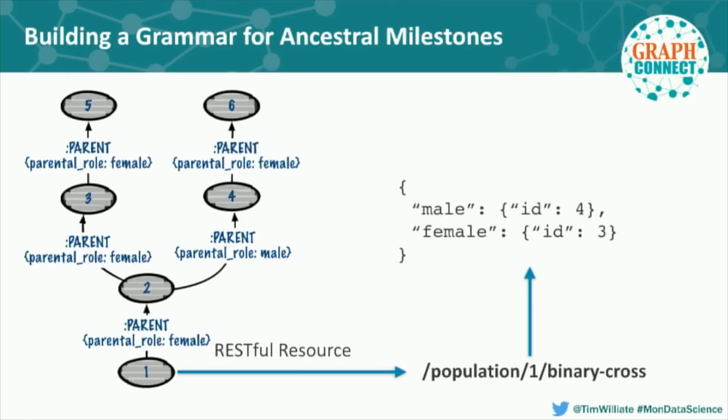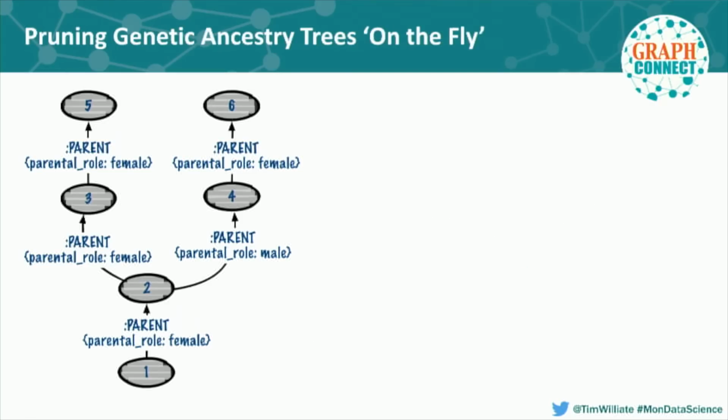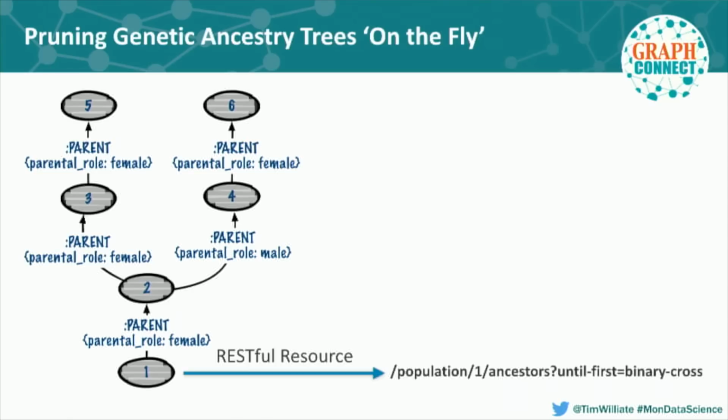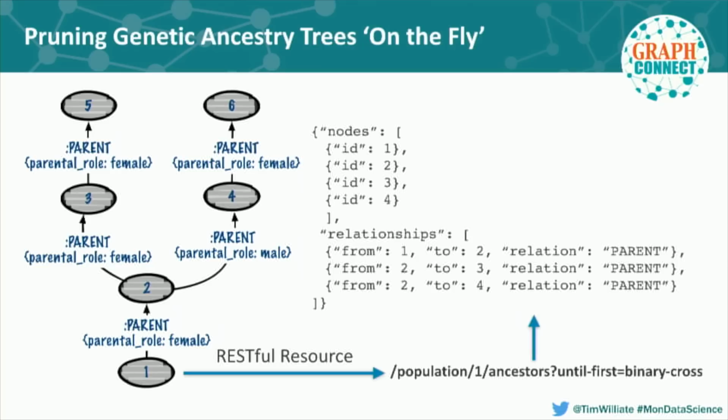Now, these 2 paradigms can be combined together really cool. If you think about, all right, what if I really am interested in that feature, but I still want to know the path that I took to get there? Well, that works too. And the way we conceive that in our grammar is, all right, I want the ancestors of population 1, but I want you to prune that tree and give it back to me when you recognize the first binary cross. So in that case, we return the same tree structure, but now if you notice, it's been pruned at the level of that binary cross.